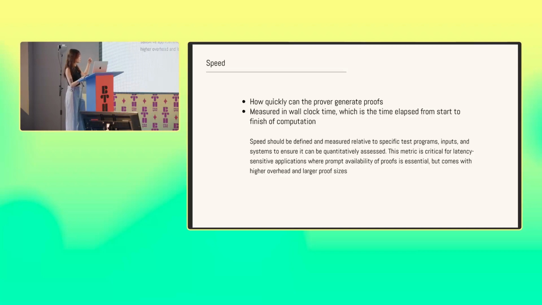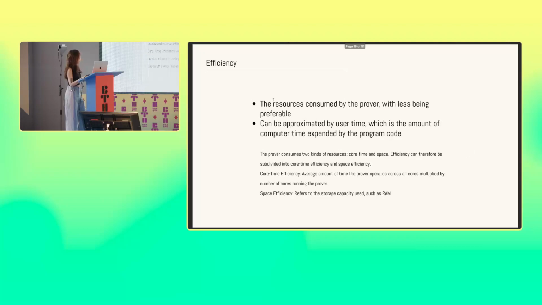How we measure speed is single core CPU proof generation time, and then the efficiency is core time efficiency and space efficiency. I guess we defined these two efficiencies here.